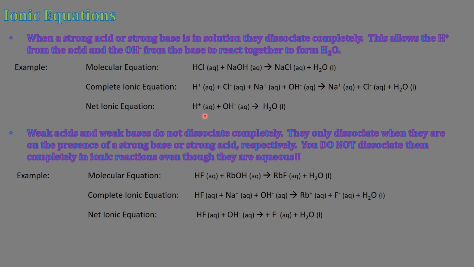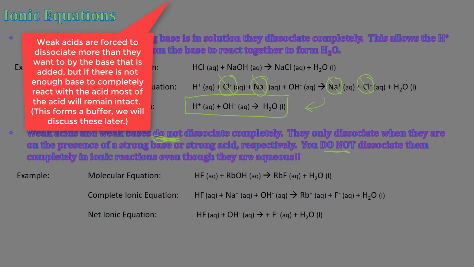All right, and so we have a net ionic equation here because my spectator ions are going to be the chloride ions and the sodium ions, because they haven't changed, right? They're the same on both sides. So if we cancel those out to get our net ionic equation, if you have a strong acid and strong base, it will always be hydrogen reacting with hydroxide to give water. But weak acids and weak bases are weak electrolytes, and they do not dissociate completely. So they only dissociate when they're in the presence of a strong base or strong acid, so you do not dissociate them in complete ionic equations.